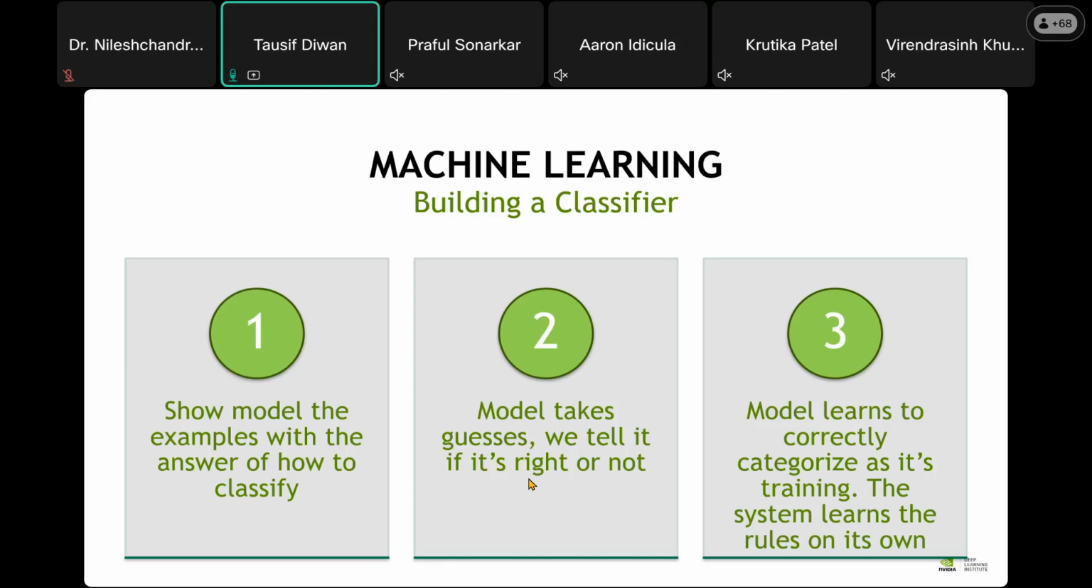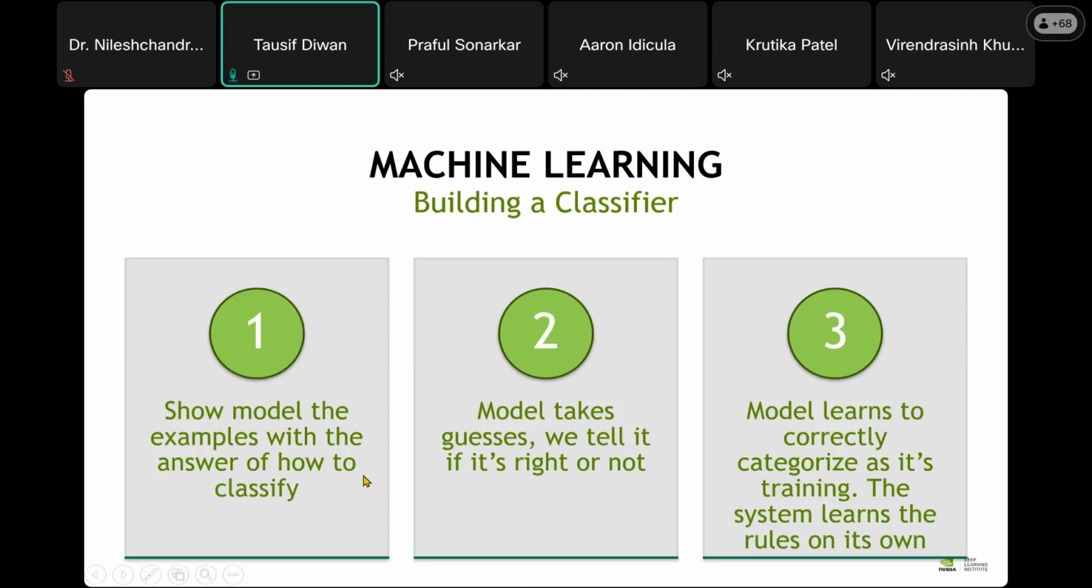Another classification example is handwritten digit recognition. Some handwritten digit is given to us, and we are interested in recognizing which digit it is, whether it is handwritten digit 0, 1, or 2. The previous example we saw was binary classification. The current example is multi-class classification.